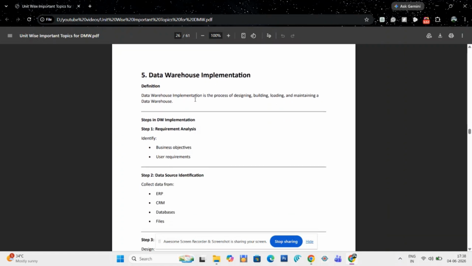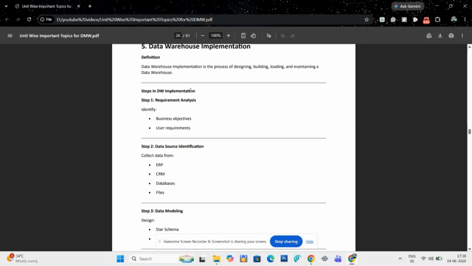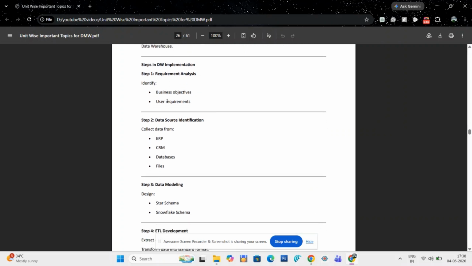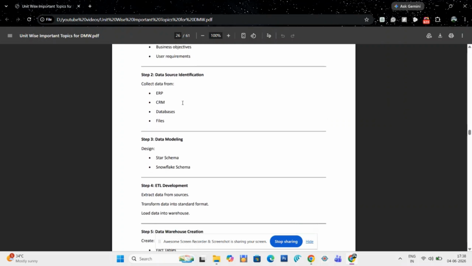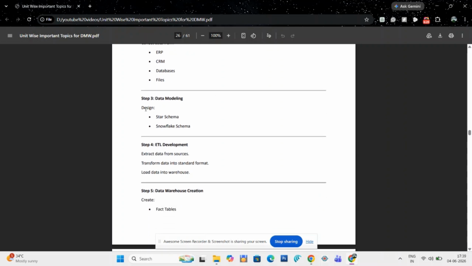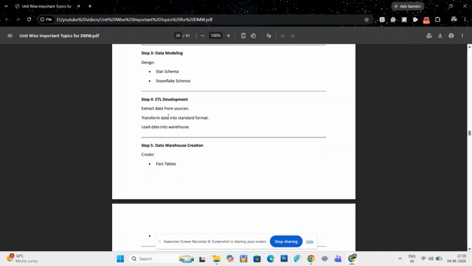Data warehouse implementation is the process of designing, building, loading, and maintaining a data warehouse. The steps are: step 1, requirement analysis, to identify business objectives and user requirements. Step 2 is data source identification, collecting data from ERP, CRM, databases, and files. Step 3 is data modeling, in which we design star schema and snowflake schema. Step 4 is ETL development, in which we extract data from sources, transform data into a standard format, and load data into the warehouse.